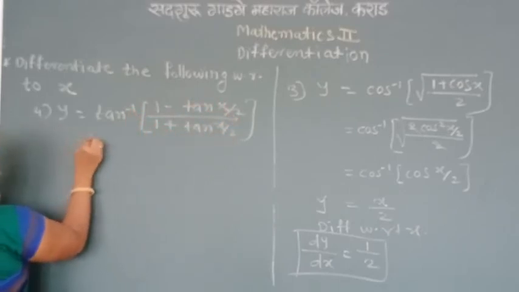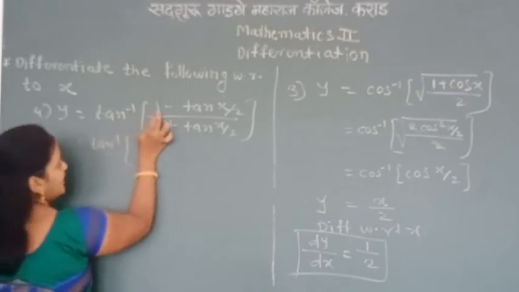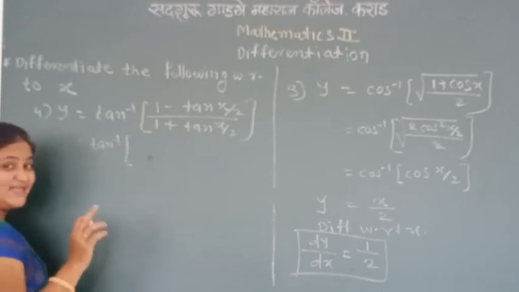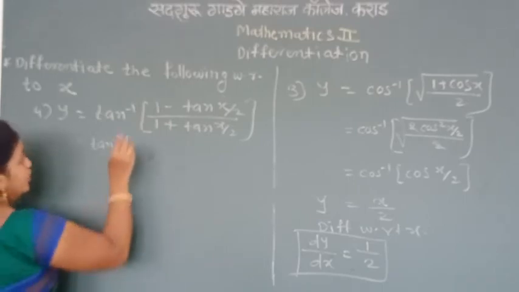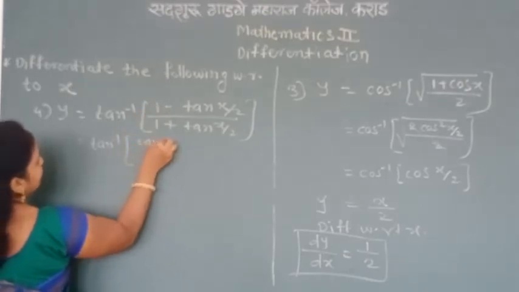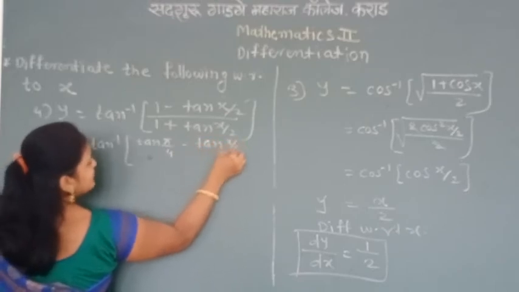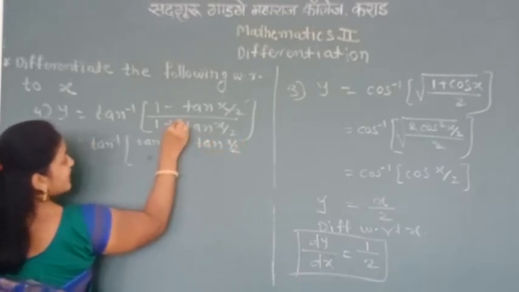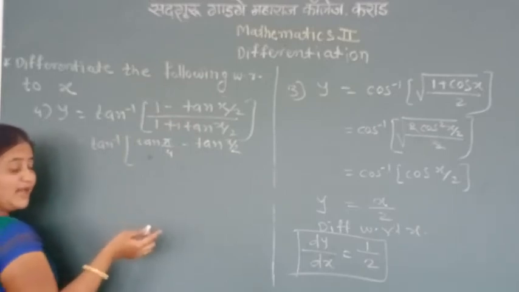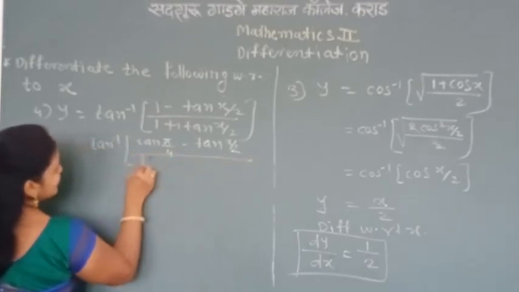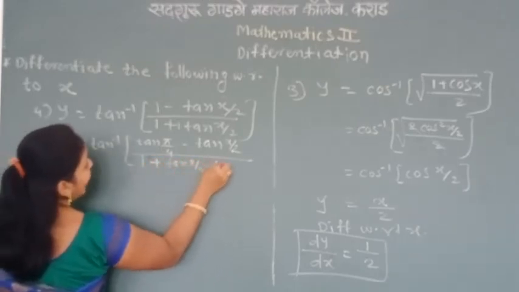So how to convert? So tan inverse of, as it is 1. So this one we can write tan pi by 4, because we know that tan pi by 4 value is 1. So this one we can write tan pi by 4 minus tan x by 2 as it is. Here no one is present, so we consider here 1. So again this one we can write tan pi by 4, as it is, plus tan pi by 4 into tan x by 2.